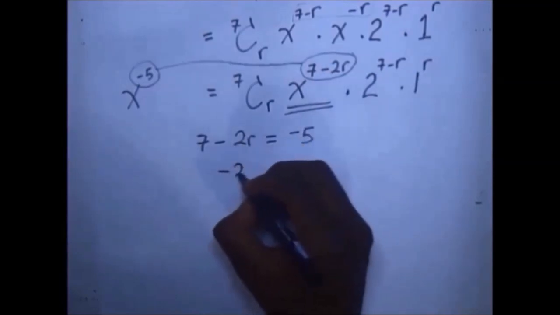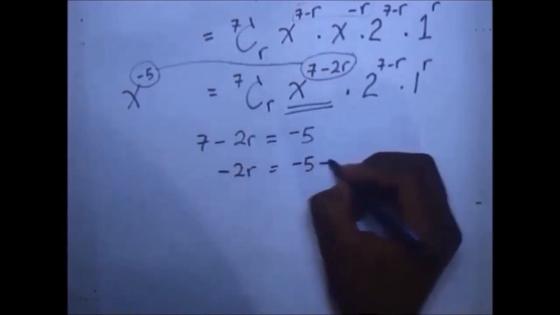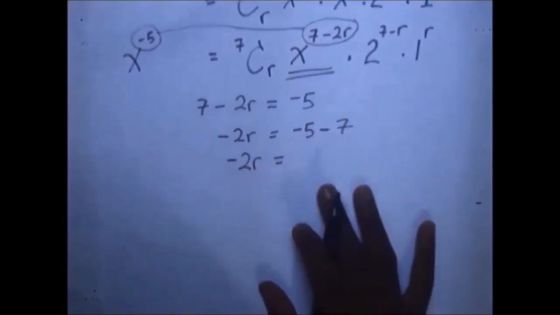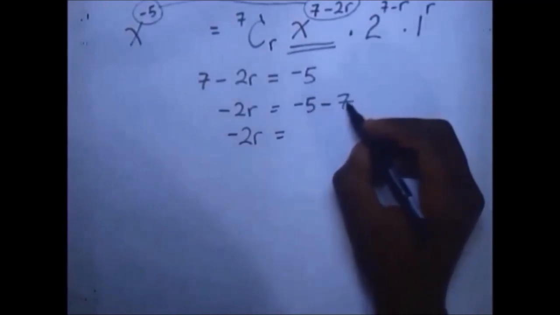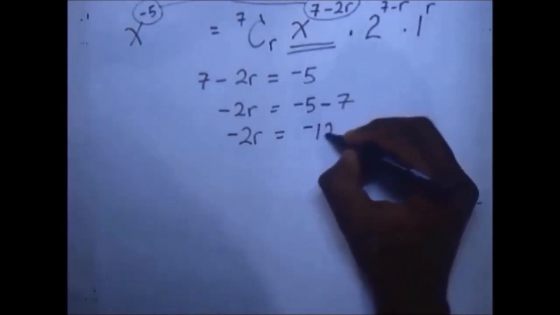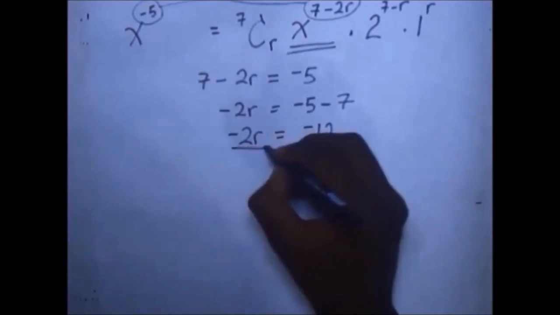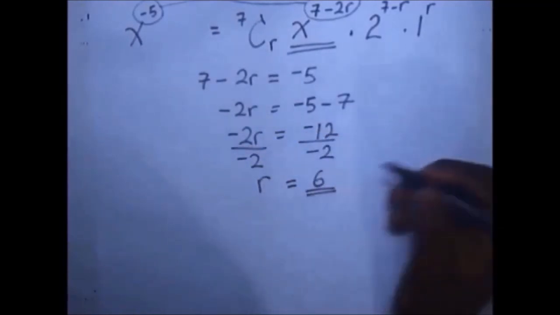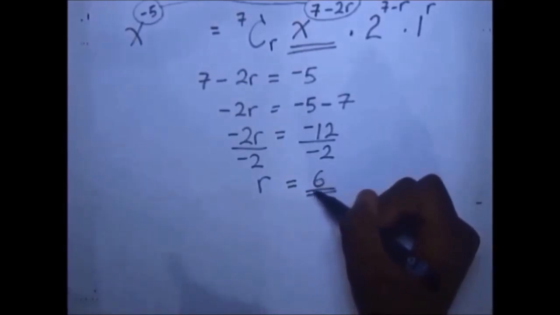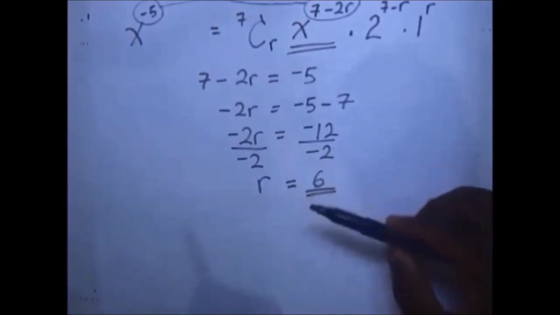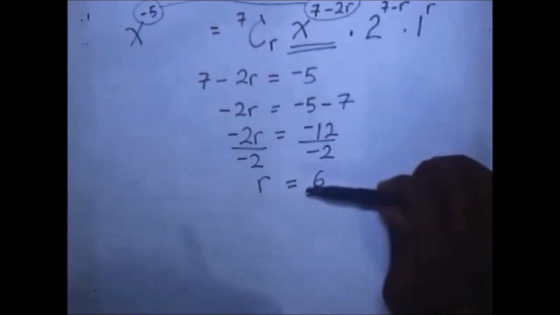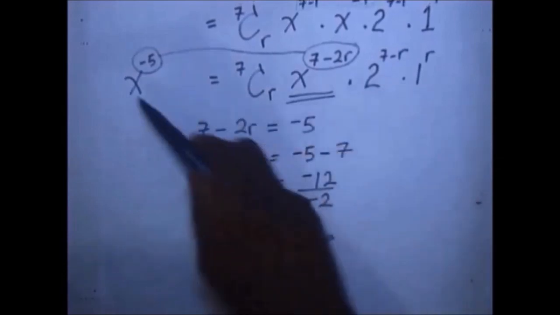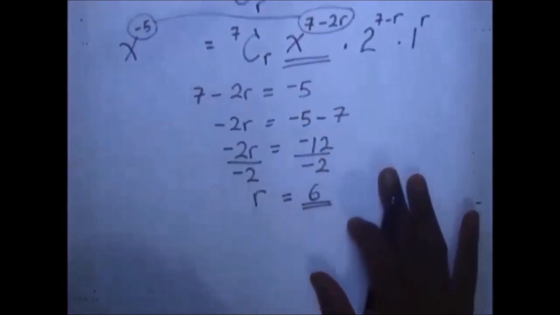So it's going to become negative 2r is equal to negative 5 minus 7, which is negative 12. Divide both sides by negative 2, and you will get your value of r as 6. After getting our value of r as 6, we substitute it back in this expression, and then we are able to get the coefficient for which x is negative 5, just like our question wants.